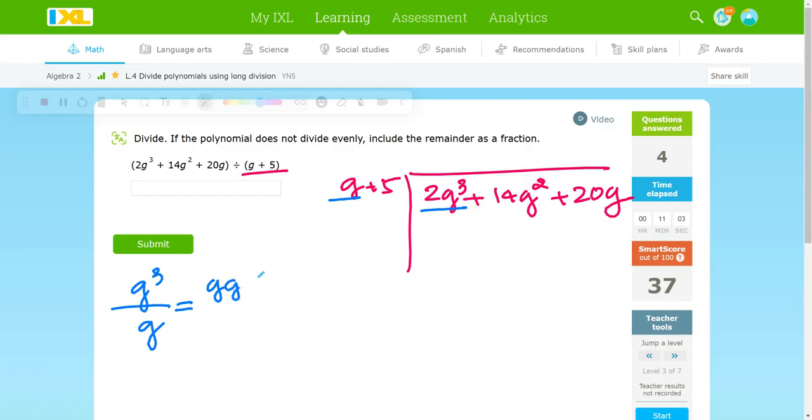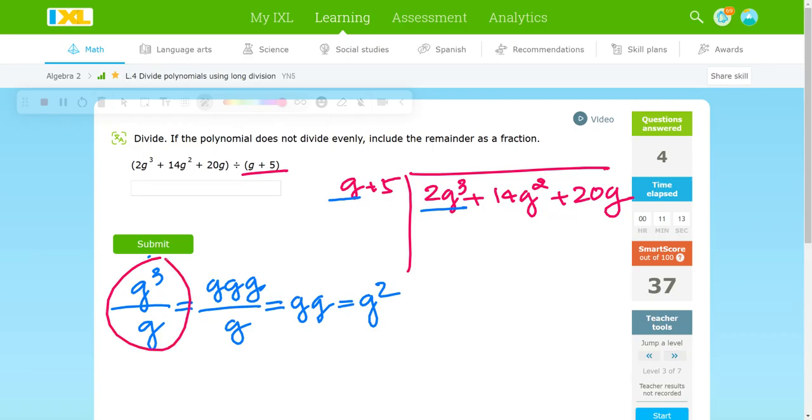g cubed is g times g times g, 3 times. Divide by g, so you have g times g. So it should be g squared. g cubed divided by g, you come out with g squared. Now 2g cubed divided by g, you should come out at 2g squared.